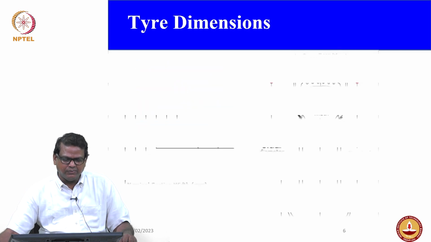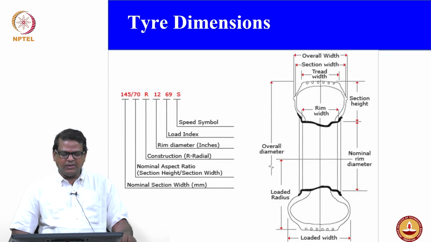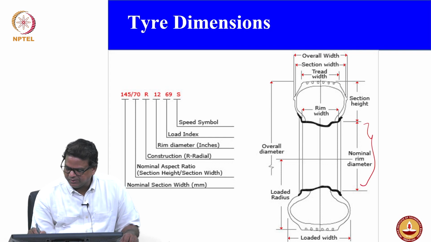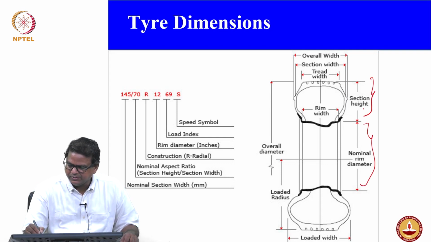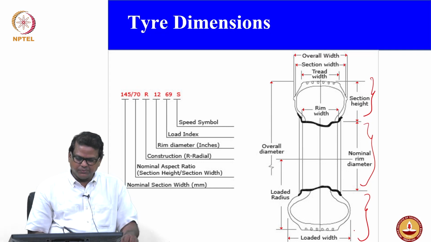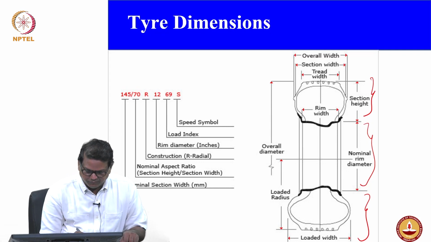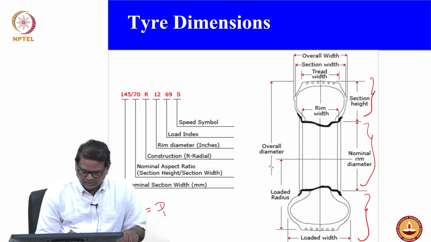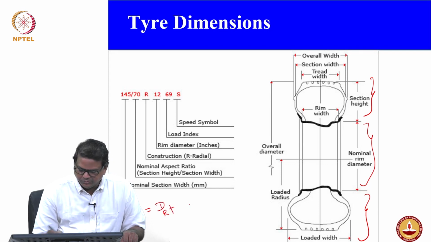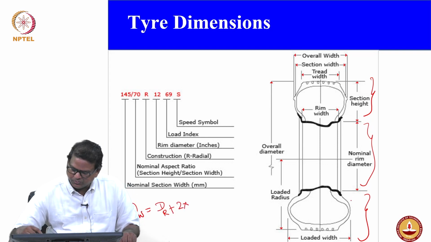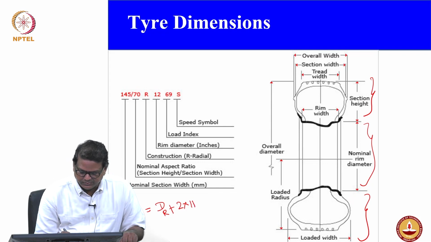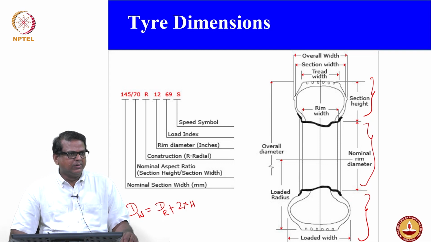In fact, if you go even further, you will see here. This is your rim diameter, and this is the section height. So if you want to know the diameter of the wheel or tire, that should be your rim diameter, R, plus 2 times the height. So that is the one that gives the tire specification.